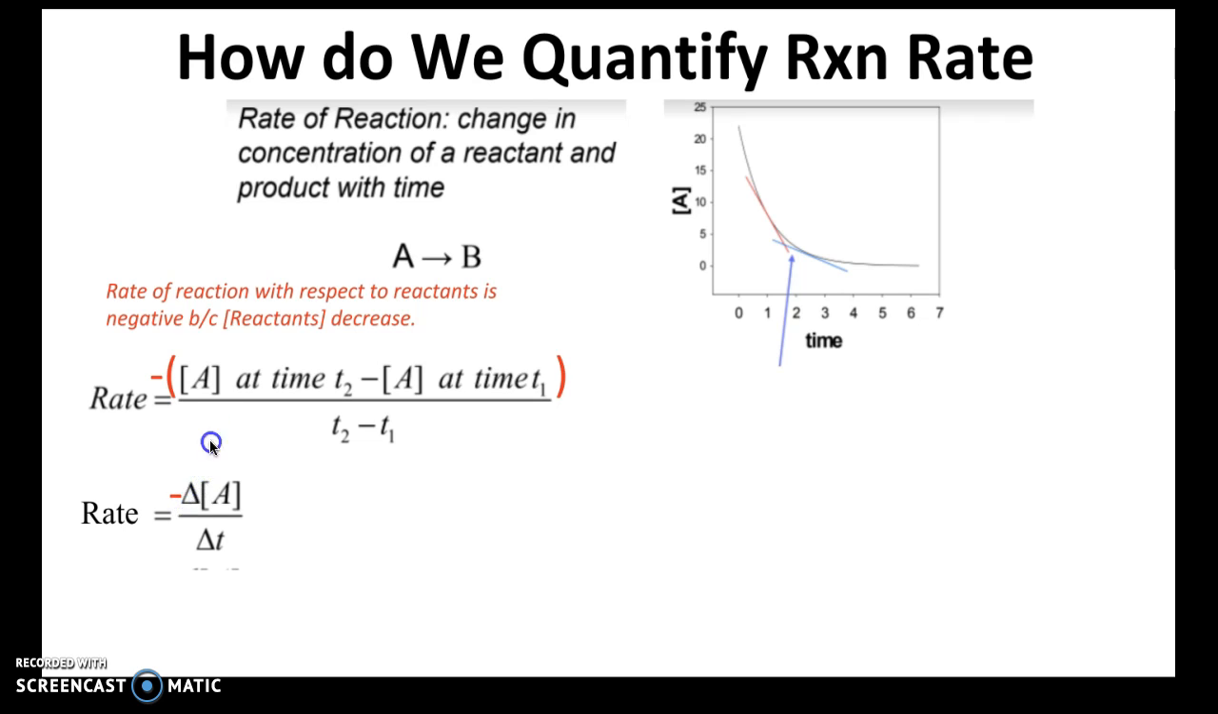Before we put the negative there, this rate will be negative. So to make it positive, we multiply it by negative.